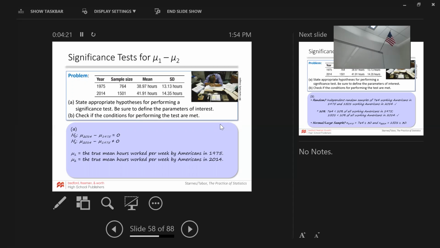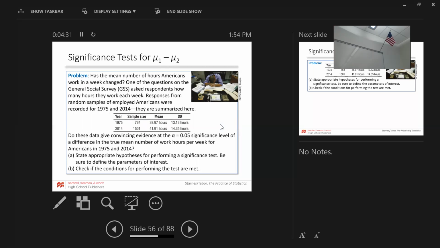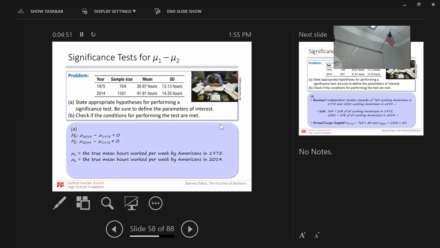So we're looking at this thing, and you have to say, well, it's not in here, it's on the slide before. Have they changed? Do these data give convincing evidence at the 5% significance level of a difference in the true mean? A difference is telling you two-tailed test. So you would use a not equal symbol in the alternate. Okay?